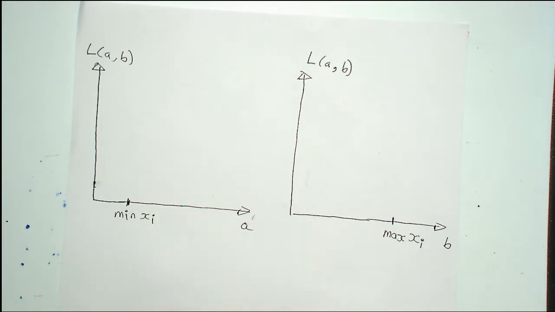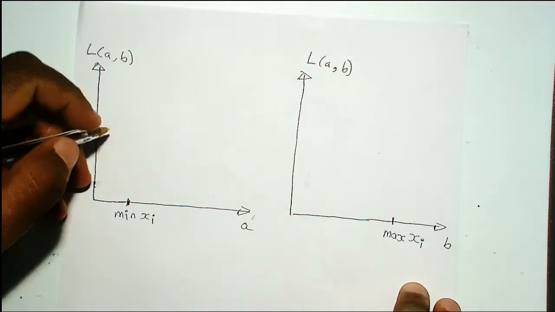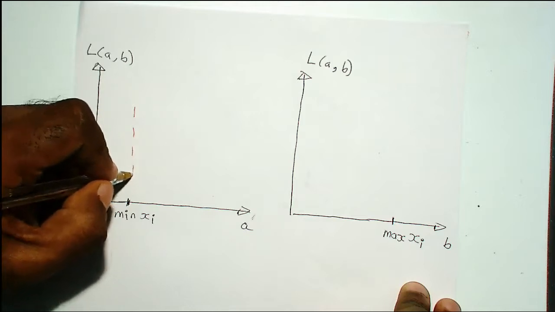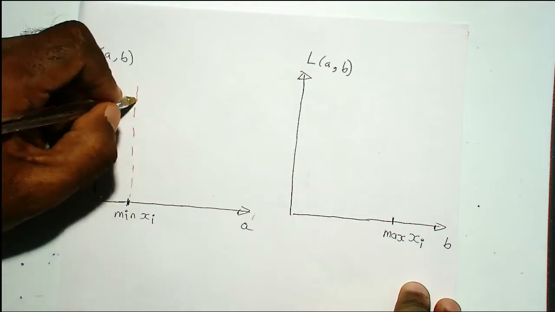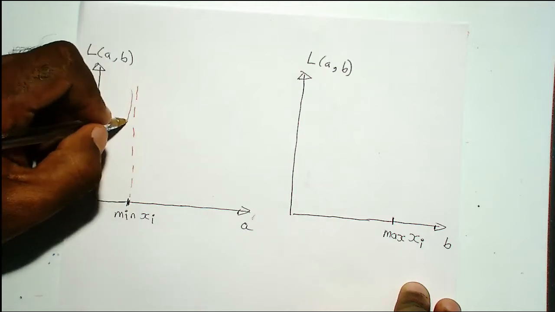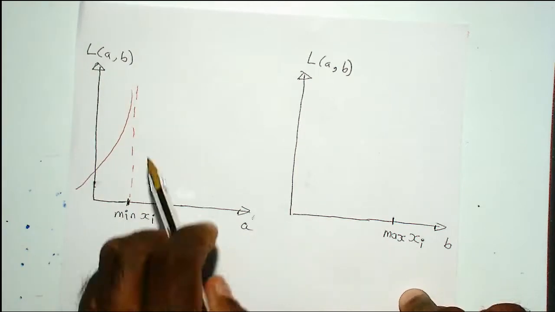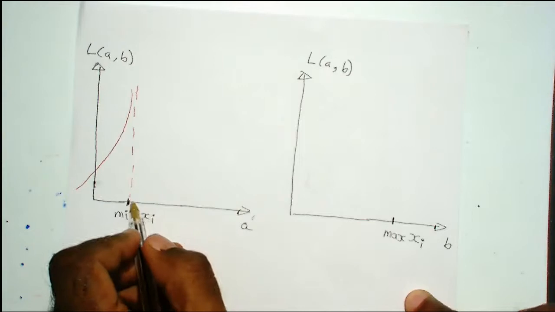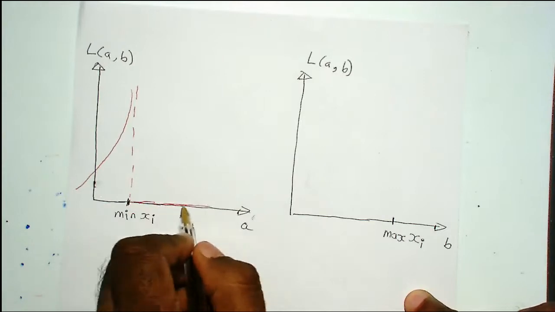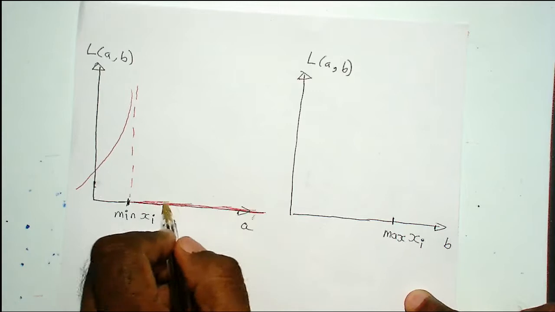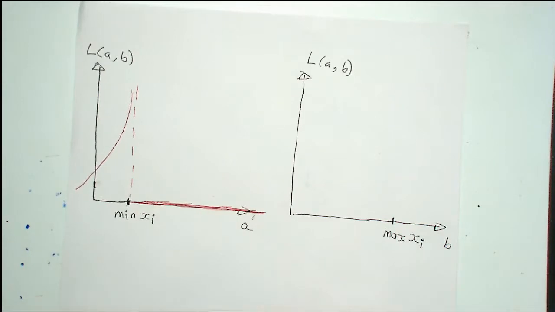So the graph will look like an increasing function up to this point, and as soon as you pass this point, it will be zero. Do you see how I got this graph, guys?